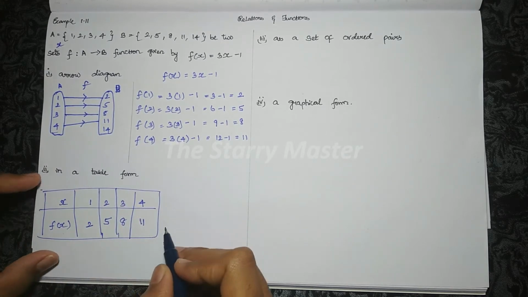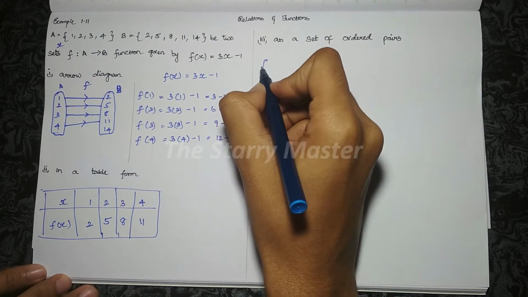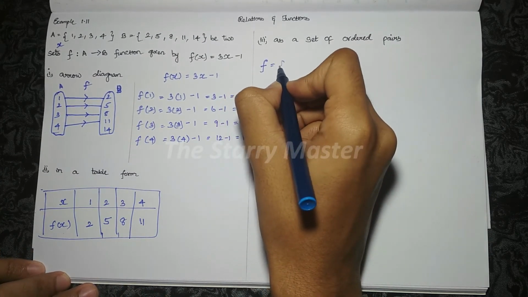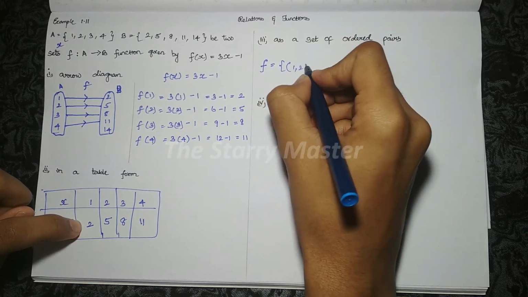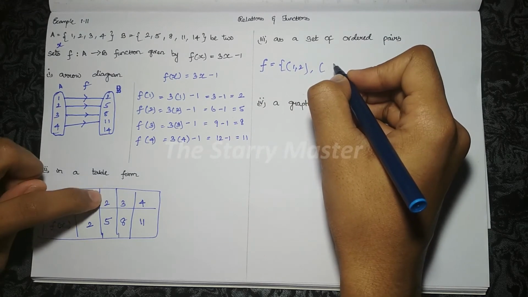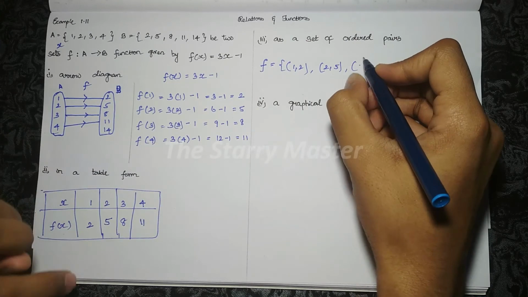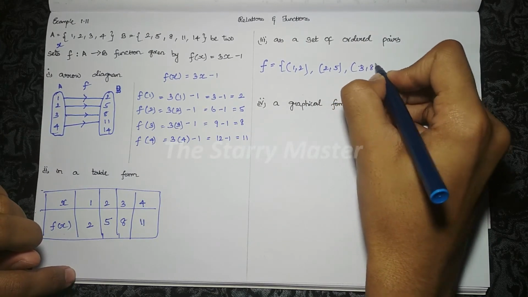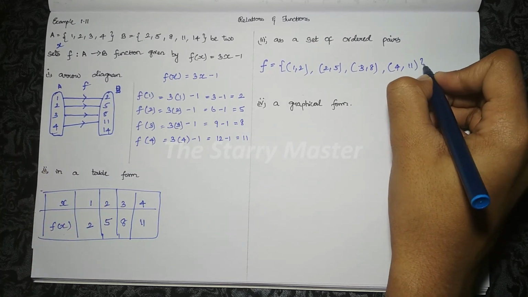Then we have to write this as a set of ordered pairs. So what is a set of ordered pairs? F is equal to {(1, 2), (2, 5), (3, 8), (4, 11)}. That's all.